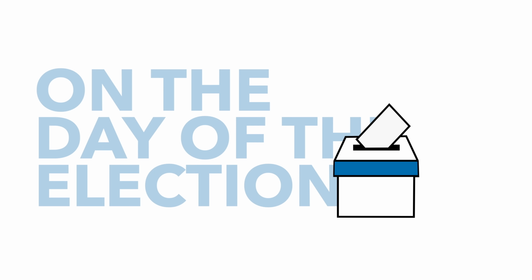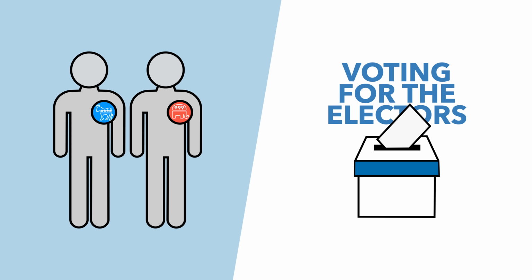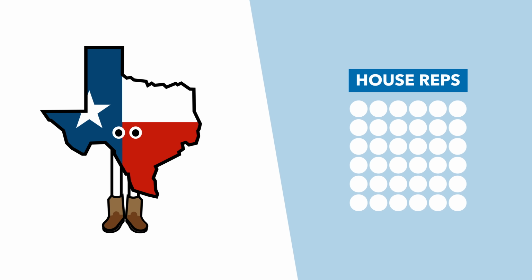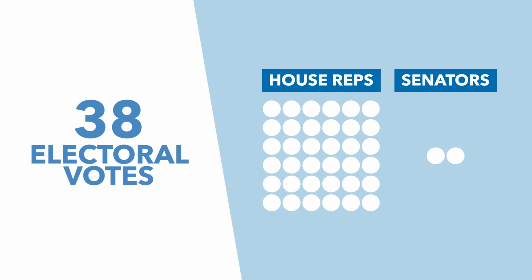It also means that when an individual is voting on election day, they're not actually voting for the candidate. Instead, they're voting for a slate of electors that will then vote for their respective party candidate. Let's take Texas for example. It has 36 representatives in the House based on its population, and every state has 2 senators. So, Texas has 38 electoral votes.